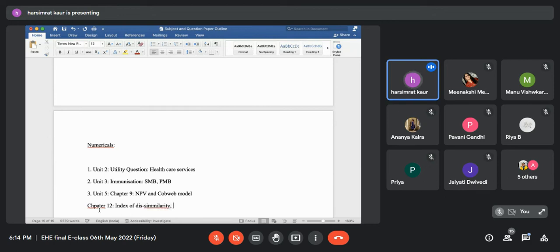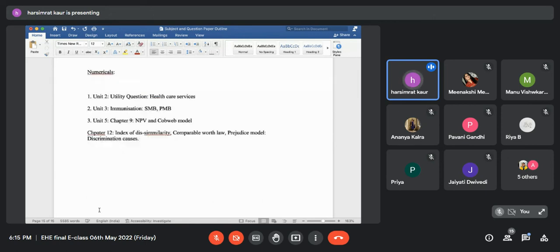dissimilarity, and then there will be a question on your comparable worth law, and then it will be on a prejudice model question, which we have been doing. Okay, so guys, this is the basic idea.